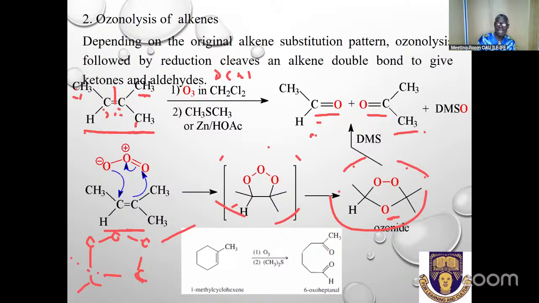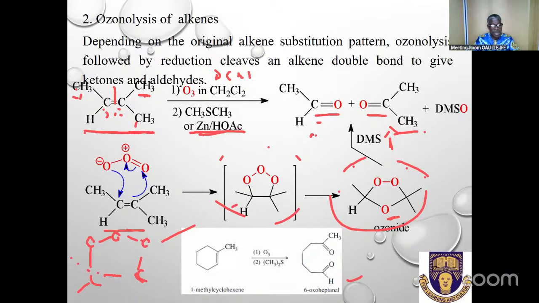Therefore, at the end of the day, the ozonide subjected to hydrolysis in the presence of zinc in acetic acid will lead to the product that we have up here. The product up here will be the resulting product of the complete ozonolysis of 2-methyl-but-2-ene. So I'm giving you another one, which is here.